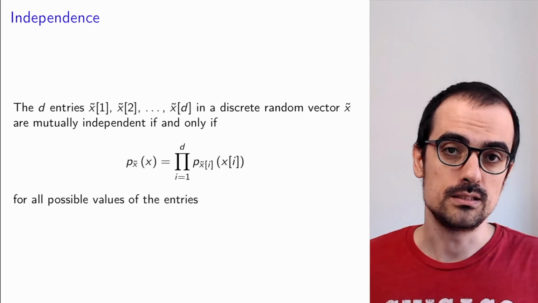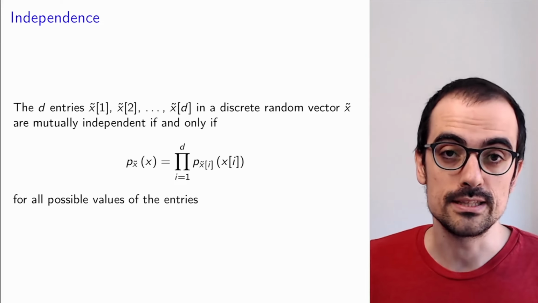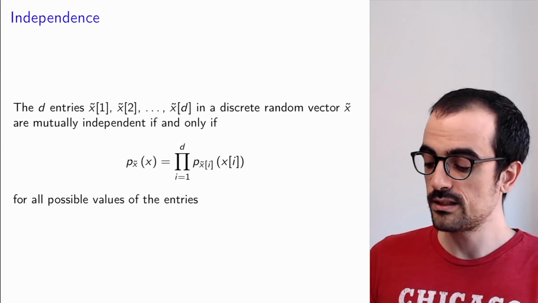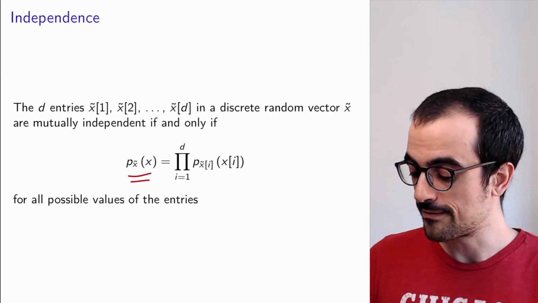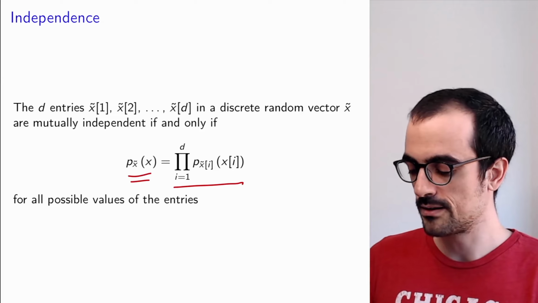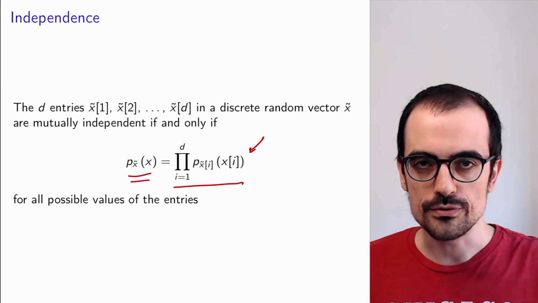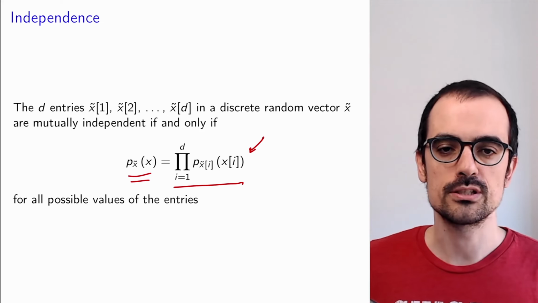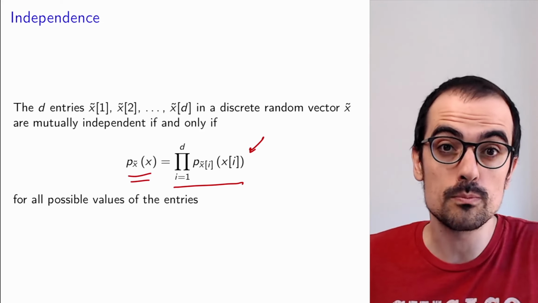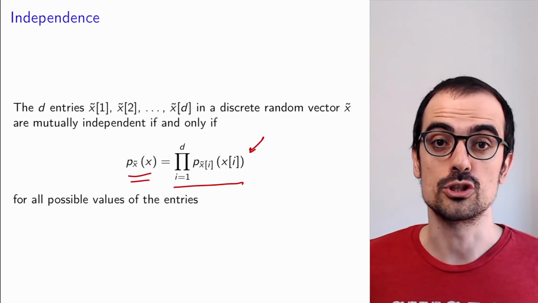Similarly, when we have D entries of a random vector, if we want the random variables to be mutually independent, then we need the joint PMF to factor into the product of the marginals. So here we would have many conditionals by the chain rule. If there's independence, no conditionals, they're all equal to the marginals. If this holds for all possible values of the entries of the random vector, we say that the entries are mutually independent.